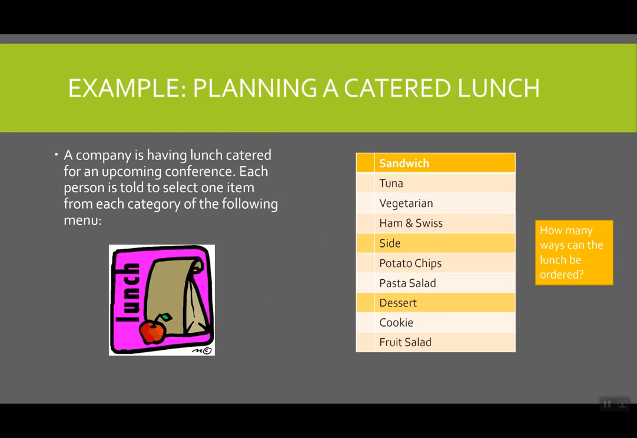Let's take an example. We're planning a catered lunch. A company is having lunch catered for an upcoming conference. Each person is told to select one item from each category of the following menu. So for sandwiches, they can get tuna, vegetarian, or ham and Swiss. For a side, they can have potato chips or a pasta salad. And for dessert, they could have a cookie or a fruit salad. So what we want to decide is how many ways could the lunch be ordered?